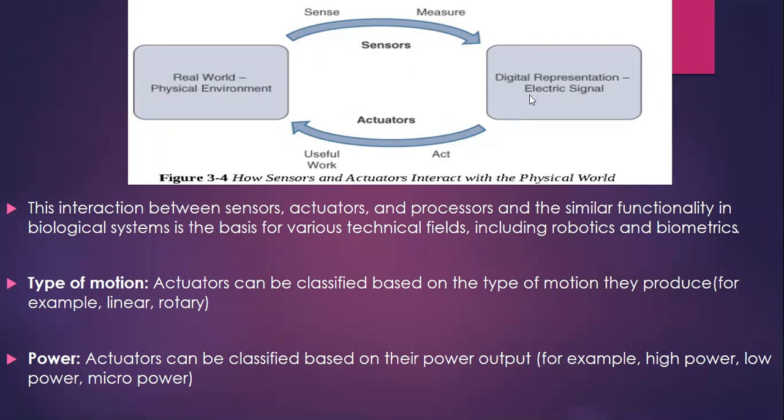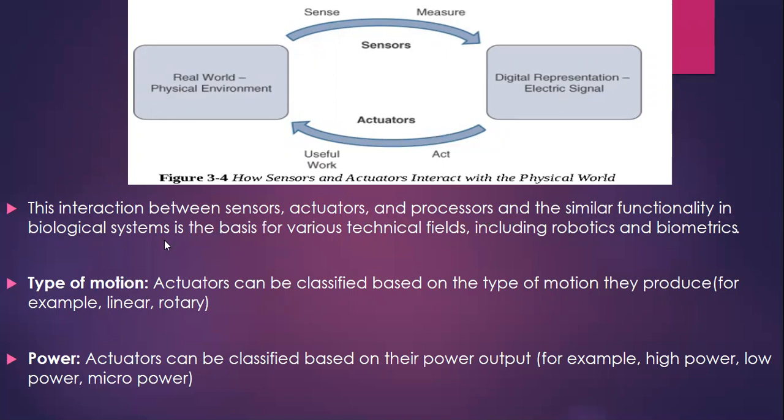What action do we need to take? For the actuator, this digital signal will be handed over, so that we call it an act. As a result of this, the actuator will perform some useful work. So this is the interaction between sensor, actuator, and processor, and their similar functionality.